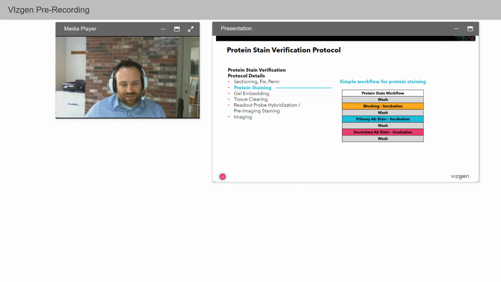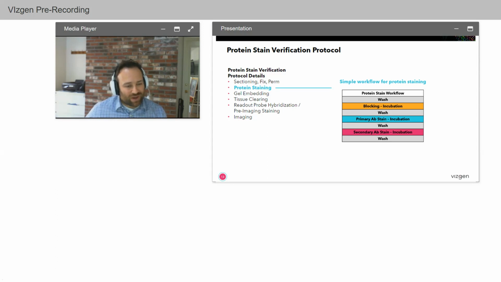For the actual protein staining itself, this is a high-level overview of it. Very simple. It consists of multiple washes with a blocking and incubation step, a primary antibody stain and incubation step, and a secondary antibody stain and incubation step there. Overall, very simple protocol. You do those incubations, you do the washes, and then following this, you move back into our standard sample prep protocol of gel embedding and tissue clearing, which are important for us and something that we feel very confident provides a way to clear the tissue and get the most accurate data possible.